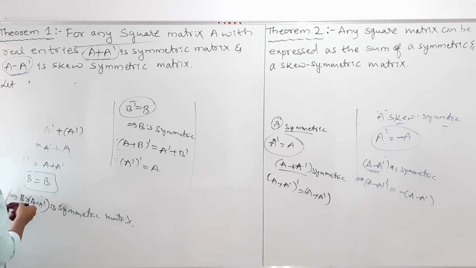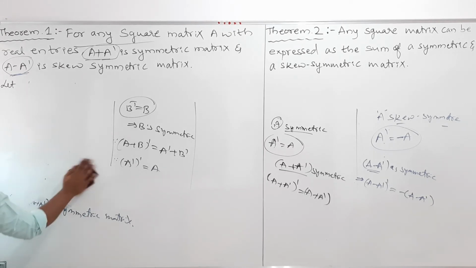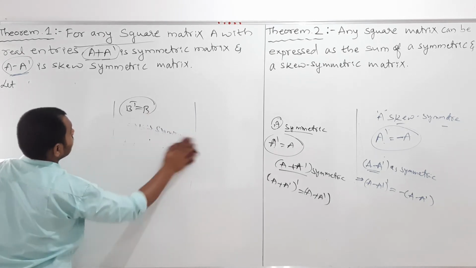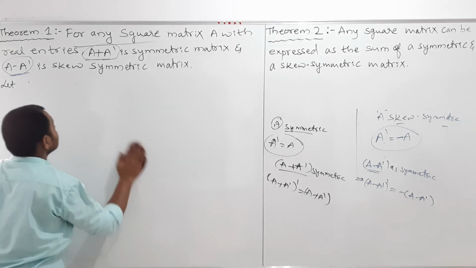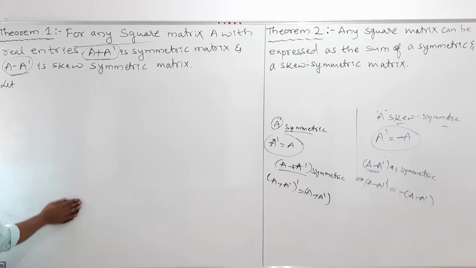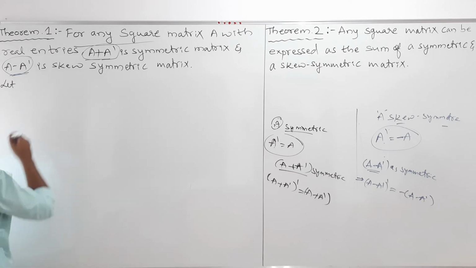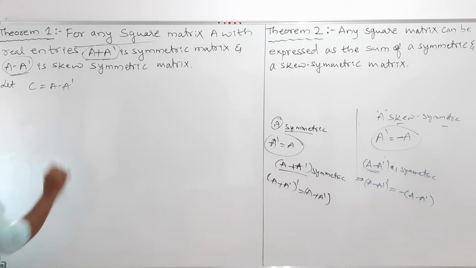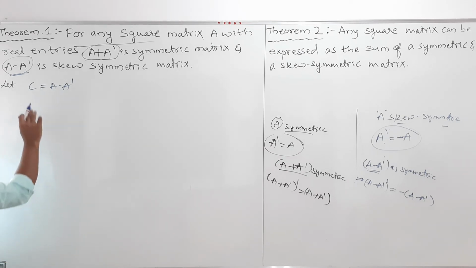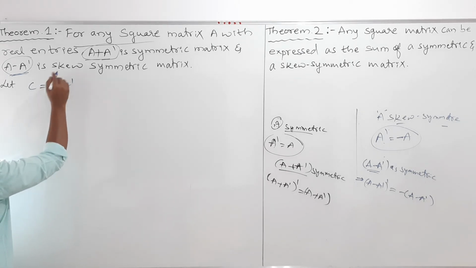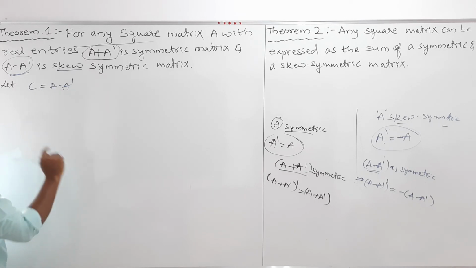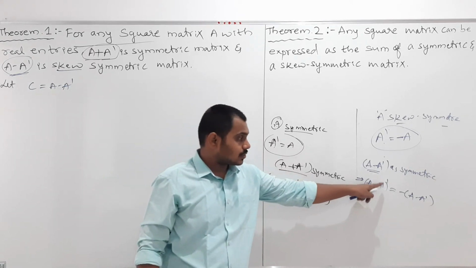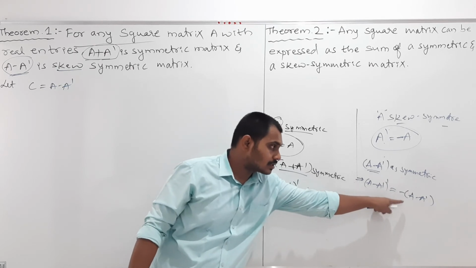Let us take C as the matrix. Let C be equal to A minus A transpose. My dear students, I want to show that A minus A dash is skew symmetric. To prove this, what should I show? That (A minus A dash) whole dash is equal to minus of (A minus A dash).